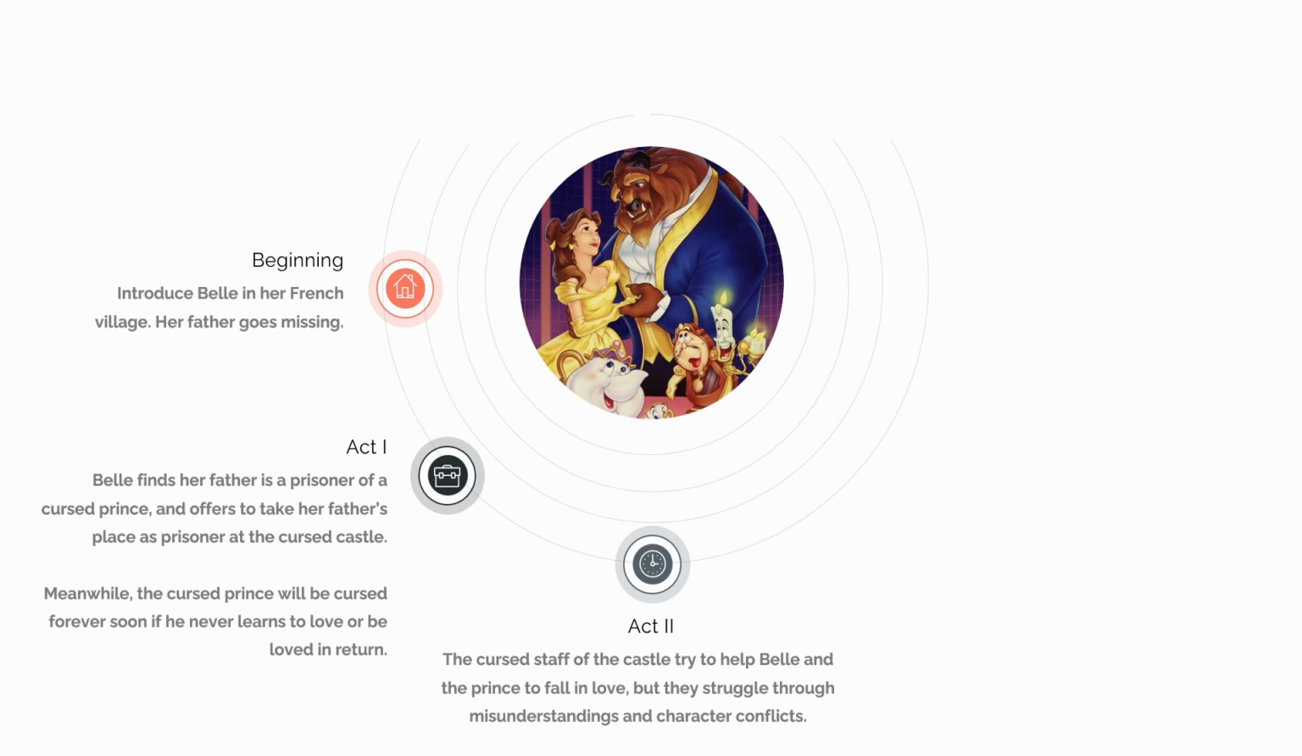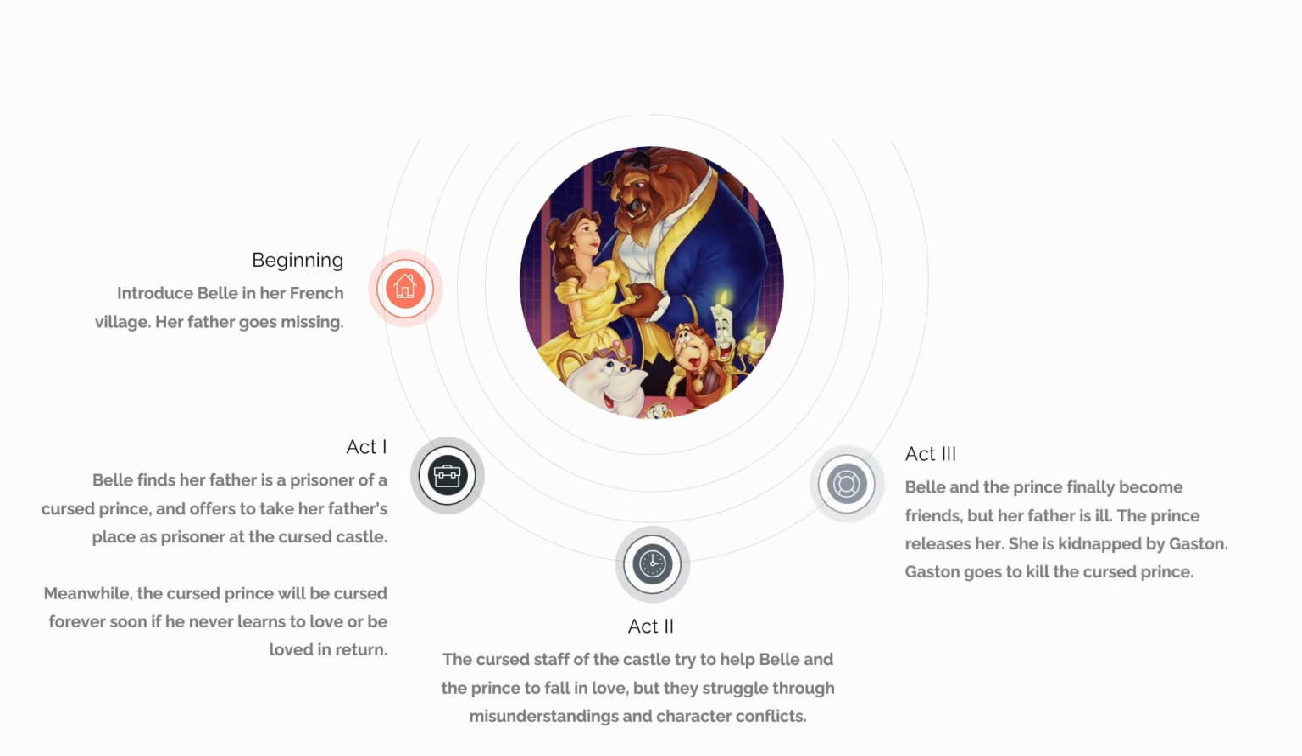And so Act 2 in the middle, the cursed staff of the castle try to help Belle and the prince fall in love, but they struggle through misunderstandings and character conflicts. So if you've watched the movie, there's a lot of different conflicts that they have. Misunderstandings, the Beast has anger problems, they don't really get along. But as time goes on, they start to understand each other and kind of meet in the middle, and then it's not really love yet, but they're starting to get there. But then we have the climax.